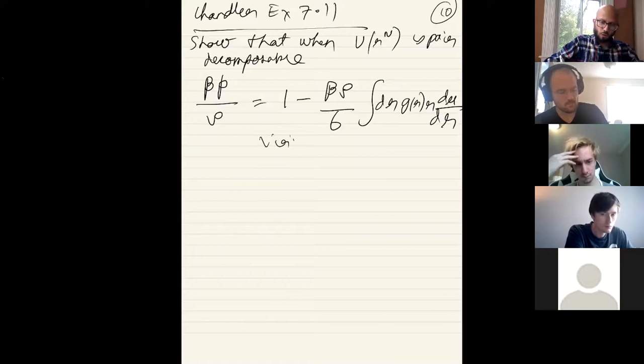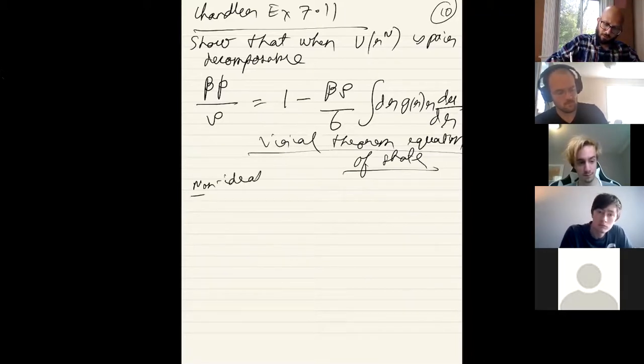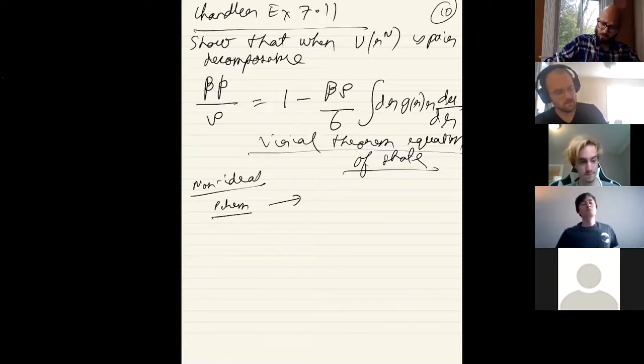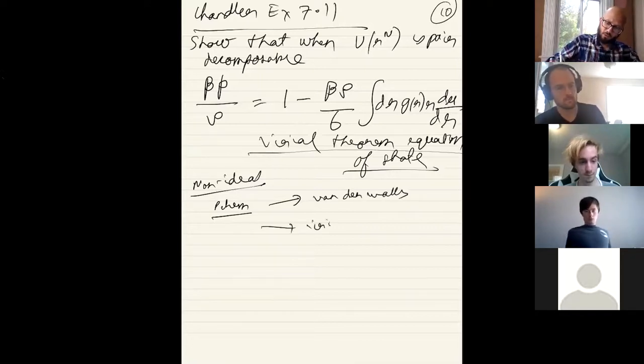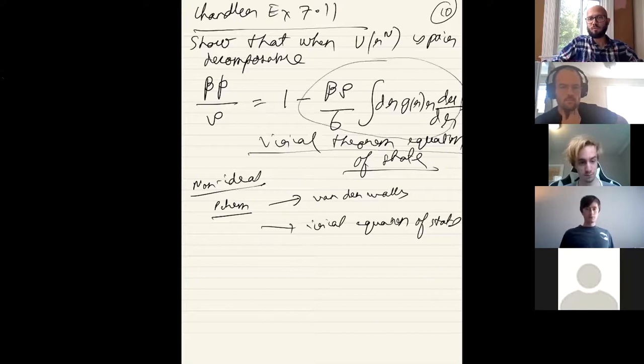This equation is called the virial theorem equation of state. So if you remember your PChem, when we go to non-ideal interaction, the first way to look at it is the van der Waals equation of state. The second one is the virial equation of state. But when you look at the virial equation of state in PChem, we just have a coefficient that we introduce. We call it the virial coefficient. We don't talk about what that coefficient is. Here you have an actual perspective into what that virial coefficient is, what it is arising from.